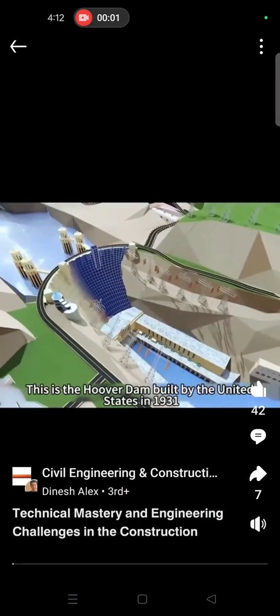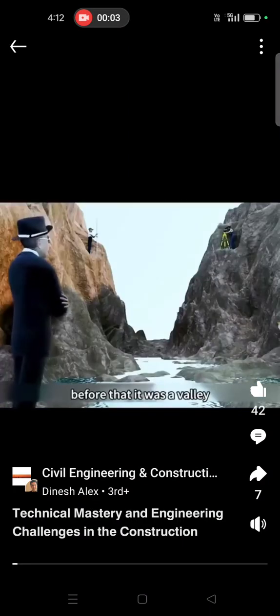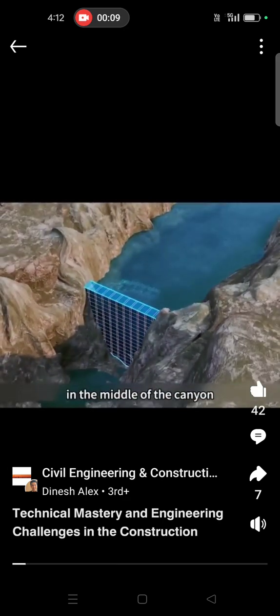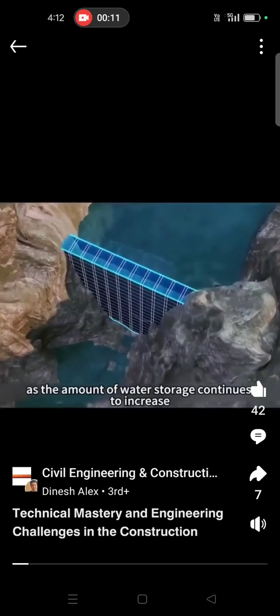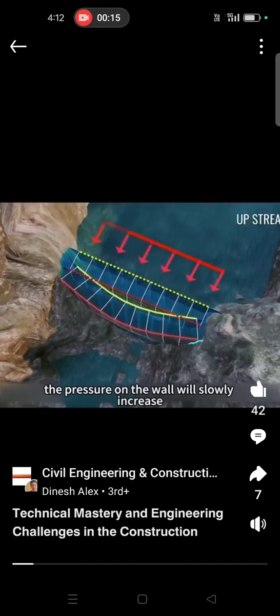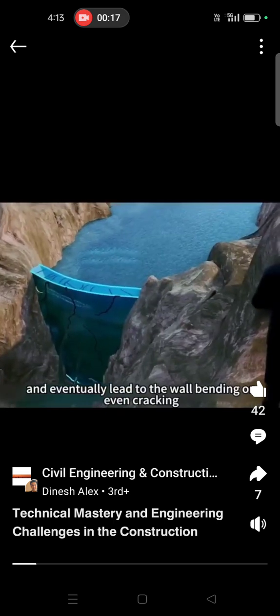Hoover Dam was built by the United States in 1931. Before that it was a valley. Engineers wanted to build a dam here. The normal idea would be to design an upright concrete wall in the middle of the canyon, but if this is the case, as the amount of water storage continues to increase, the pressure on the wall will slowly increase and eventually lead to the wall bending or even cracking.